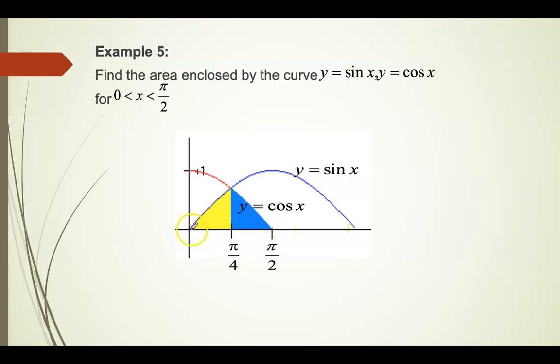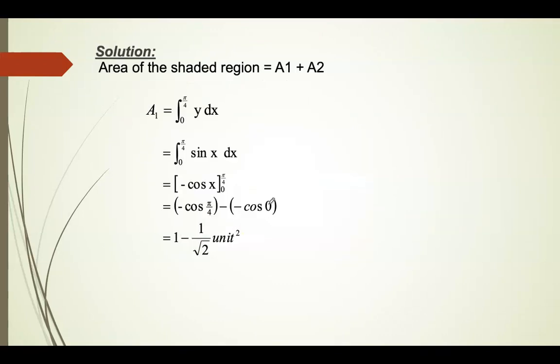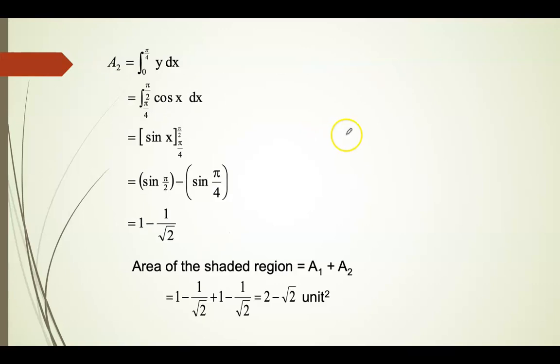So that means you're going to have to integrate from 0 up until pi over 4 using sine x, and then from pi over 4 up to pi over 2 using cos x, and then you add the areas together. For example, this is the first part where you are integrating sine x from 0 to pi over 4, and then you integrate cos x from pi over 4 to pi over 2 to get the second area. Add them together, and then you will get your final answer.